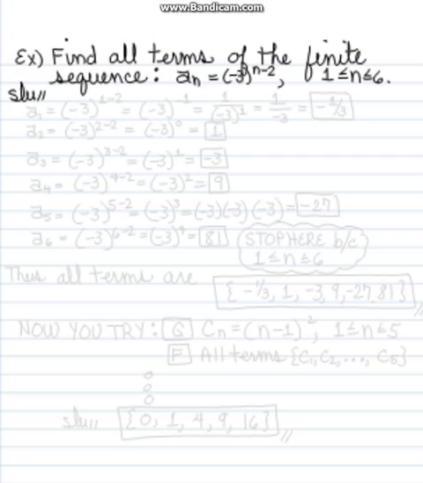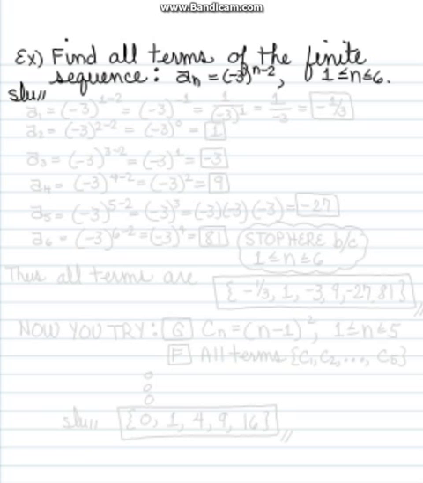1 is less than or equal to n is less than or equal to 6. So the index runs from 1 all the way through and including 6. So we're going to find a sub 1, a sub 2, a sub 3, a sub 4, a sub 5, and a sub 6. Okay, that's why it's finite. Let's go ahead and find those values using this formula for the nth term.